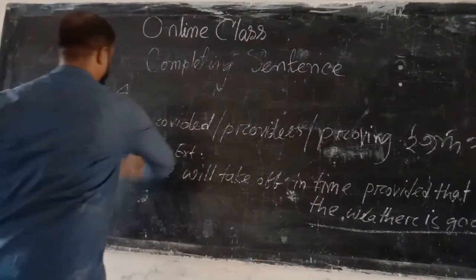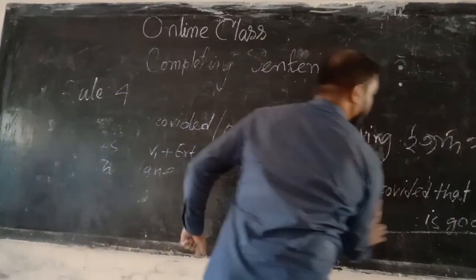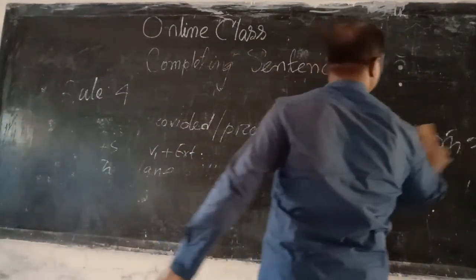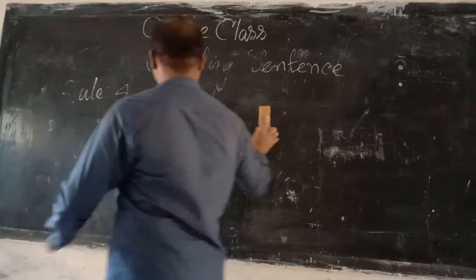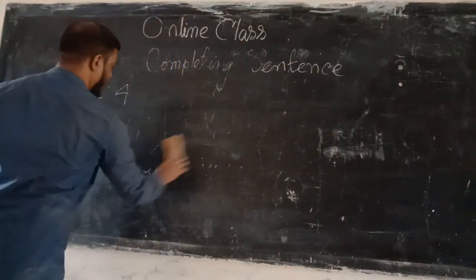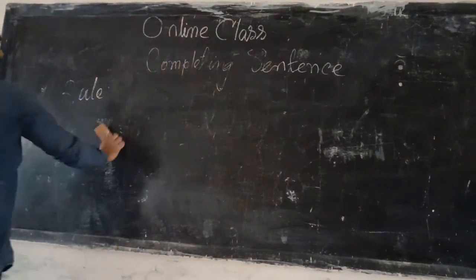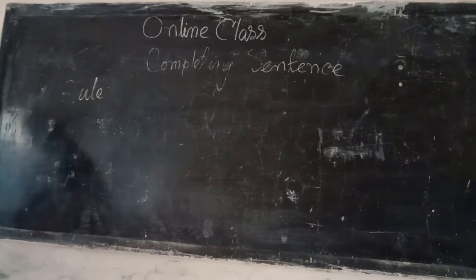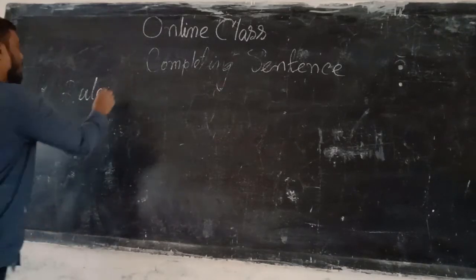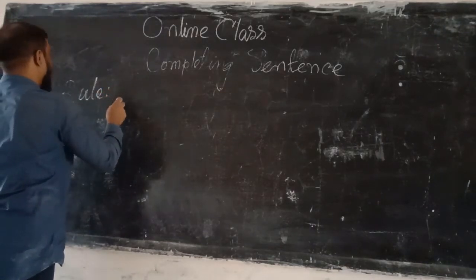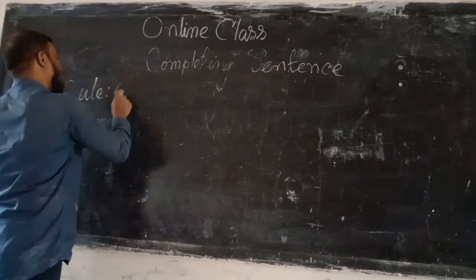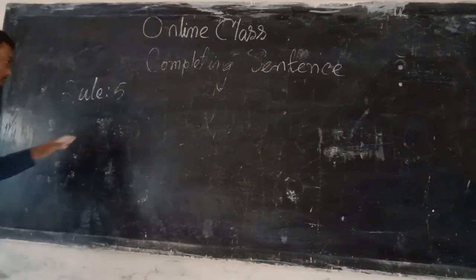Now, rule number 5. Dear students, this is a rule which is very important for your English second paper. Rule number 5 is very important.